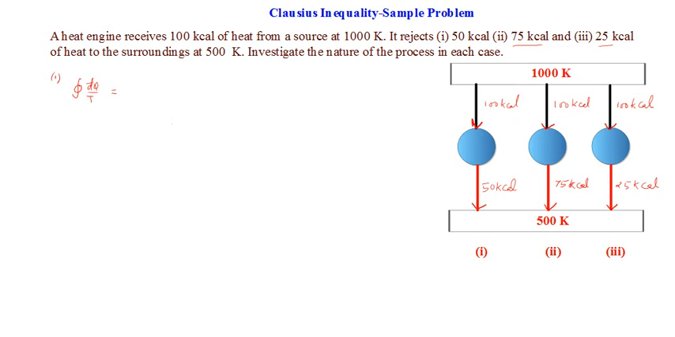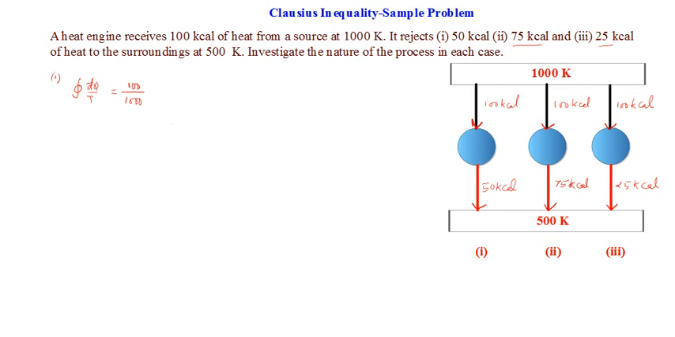Heat entering: QH by TH, minus QL by TL. That is what you have to do. So it is 100 divided by TH. What is the temperature here? It is 1000.